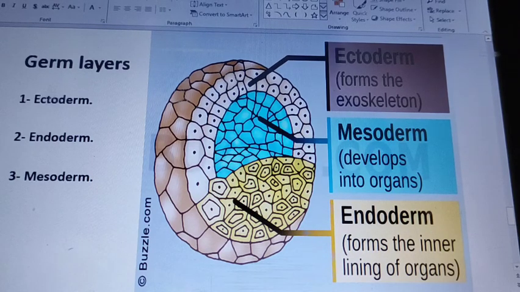These are basically three layers. Number 1, ectoderm. Number 2, endoderm. And number 3, mesoderm. After further developmental stages, ectoderm will give rise to the outer body wall or skin. Second, endoderm will form the inner lining of the digestive cavity. And mesoderm gives rise to tissues between ectoderm and endoderm.